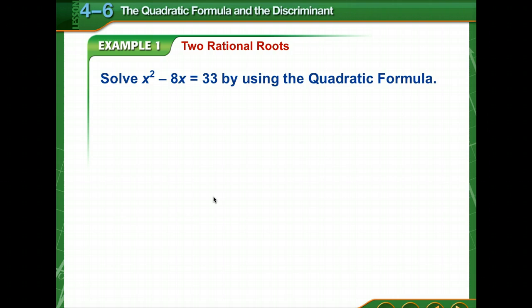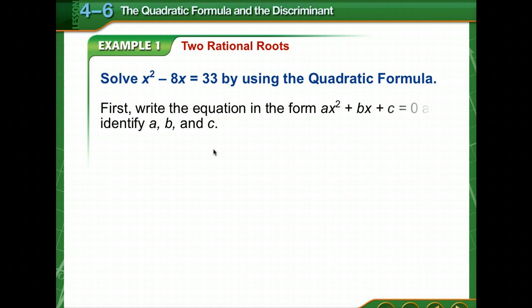Even though factoring may be an easier method to solve some of the equations, the quadratic formula can be used to solve any quadratic equation. That is so important, let me say that again. The quadratic formula can be used to solve any quadratic equation. So let's look at an example of using the quadratic formula when we have two rational roots.